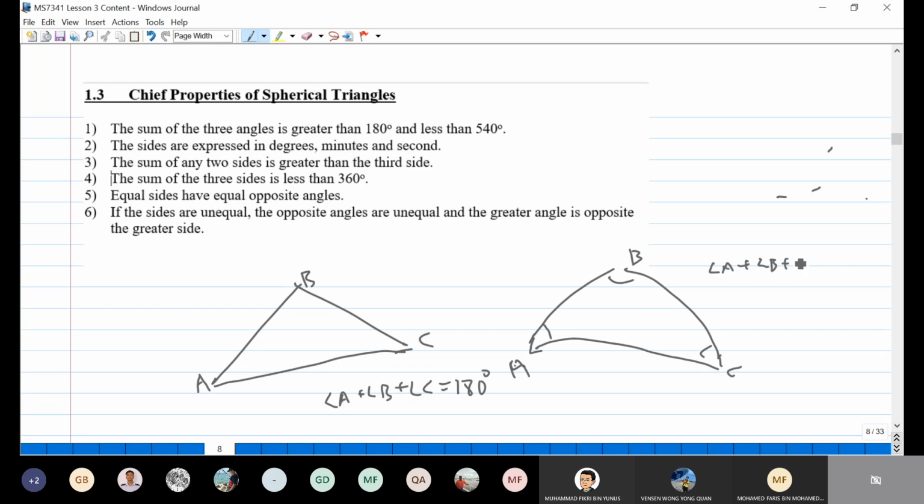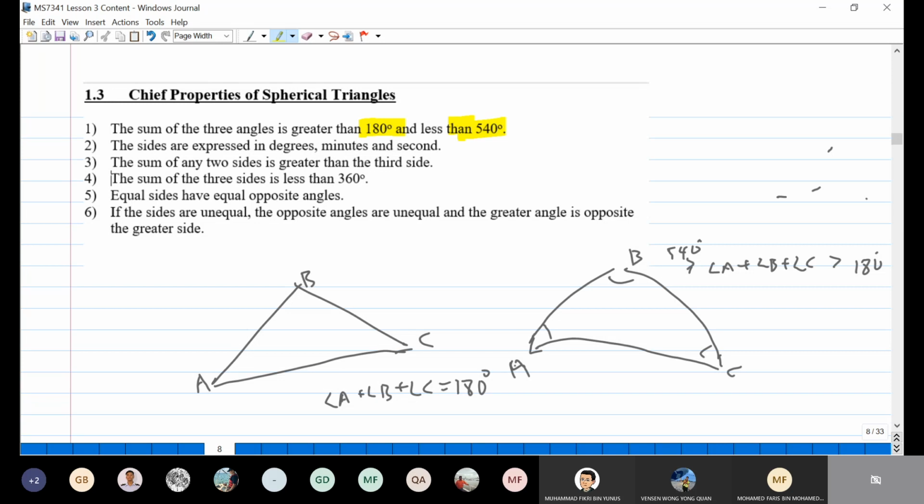Added together, they are always greater than 180 degrees. It cannot be equal to 180, it is always greater than 180 degrees, but less than 540. So for a spherical triangle, the angle sum is always greater than 180 and less than 540. This is the first thing.